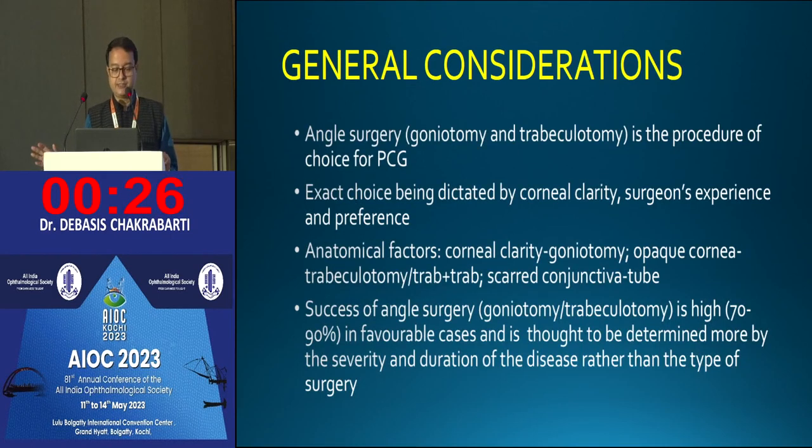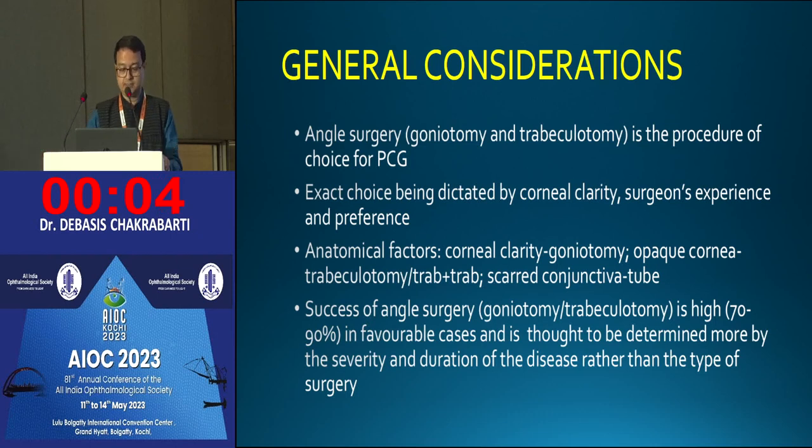Some general considerations regarding surgery. The angle surgery, that is goniotomy and trabeculotomy, is the procedure of choice for primary congenital glaucoma. Out of this, which one to choose, goniotomy or trabeculotomy? This has to be decided by the surgeon, and the exact choice is dictated by the corneal clarity, the surgeon's experience, and the surgeon's preference.